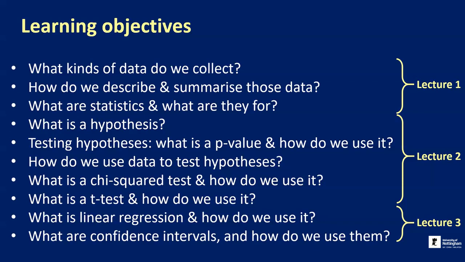And then in the 3rd lecture, we're going to look at a different kind of statistical test, one called linear regression, which is designed for looking for trends rather than differences. The chi-squared test and the t-test help us look for differences in data sets. Regression helps us look for correlations. And the final topic in the 3rd lecture will be to look at confidence intervals that you see so often plotted on graphs or quoted when people are quoting statistics.